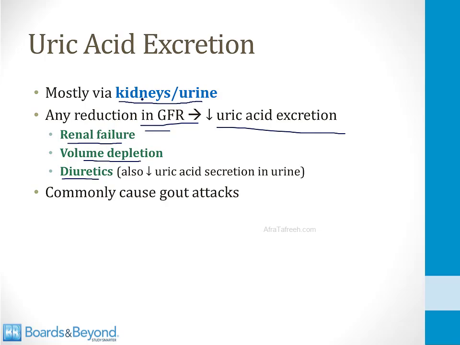Diuretics do two things. They lower the GFR because they decrease intravascular volume. They also block uric acid secretion in the urine. So for both of these reasons, diuretics can lead to an attack of gouty arthritis. All three of these things shown in this slide are common causes of gout attacks, and it's all because they affect the excretion of uric acid via the kidneys or the urine.